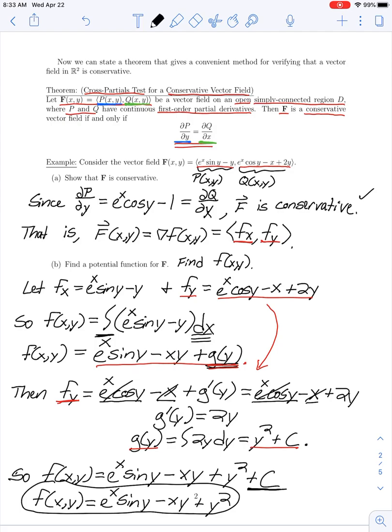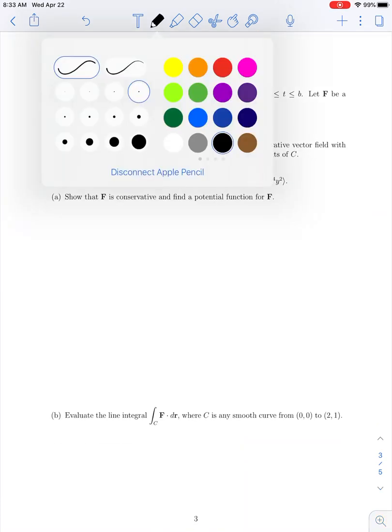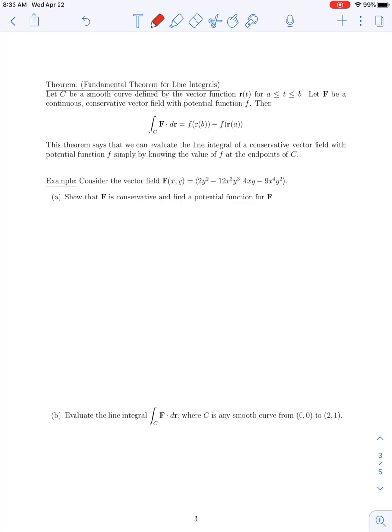Now let's see why we might care about that. Why do we care about finding a potential function for a conservative vector field, or why do we care about showing that a vector field is conservative at all? So the reason is that we have a very nice property for line integrals of conservative vector fields. And this result is known as the fundamental theorem for line integrals. So it's very similar to the fundamental theorem of calculus.